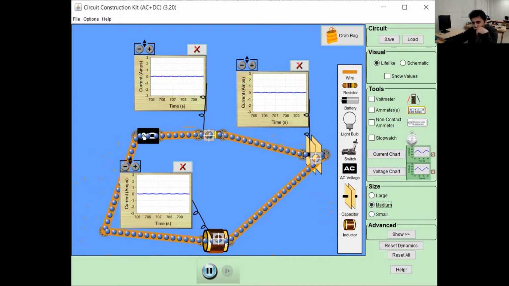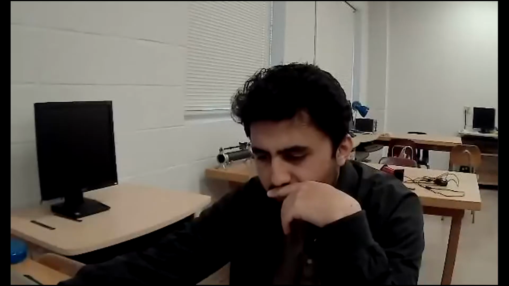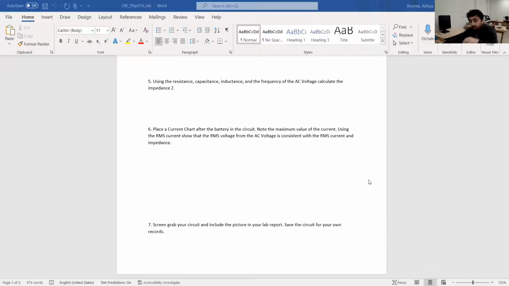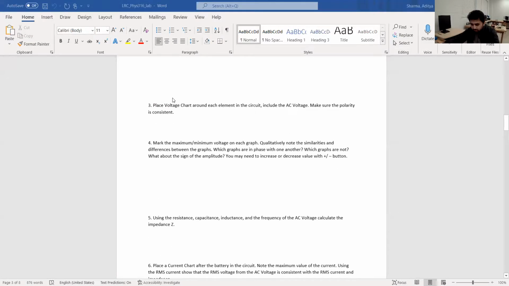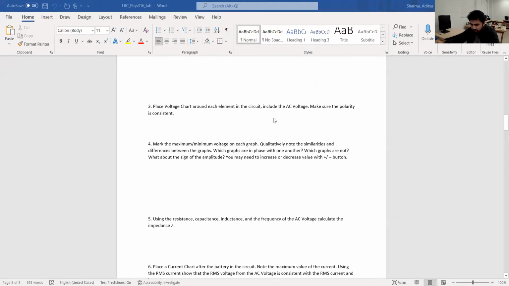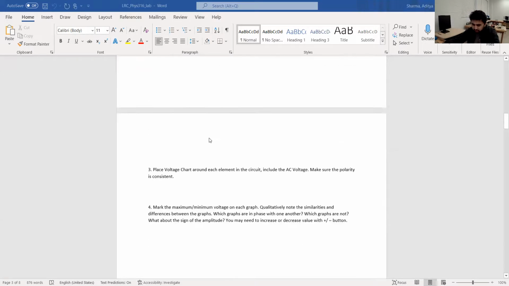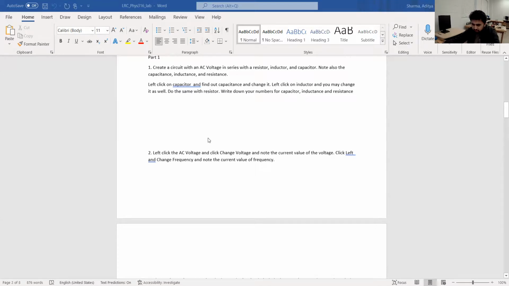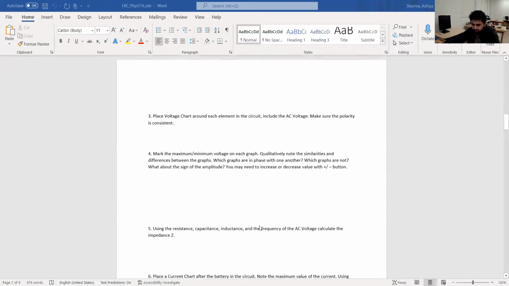All right, so it's giving you something. Let's go back. There's voltage chart around each element as well. Make sure the polarity is consistent. So I did the current chart. We need to read the voltage chart.